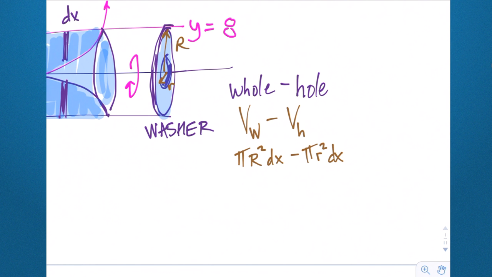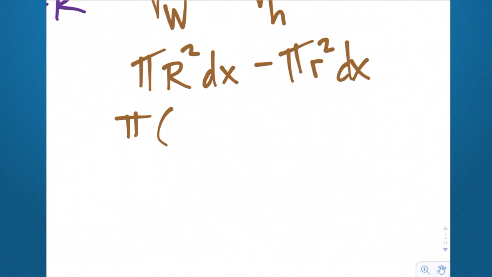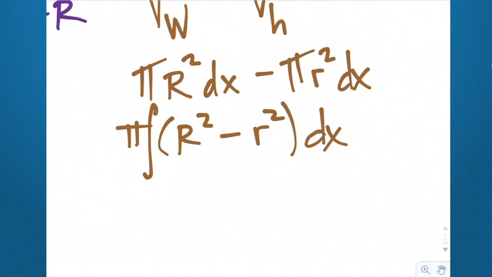Well, what do you see is common in those two terms? There's a pi that's common, so we could factor it out. And there's a dx that's common, which we could factor out. So let's factor out the pi on the left and the dx on the right. And now we have the volume of that individual washer. And all we have to do is add those up from a to b. And guess what? We get the volume.